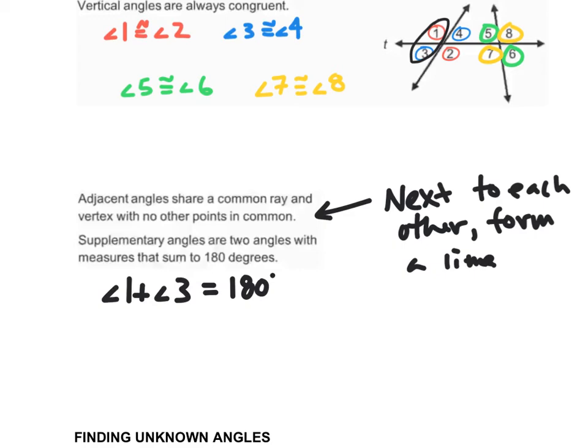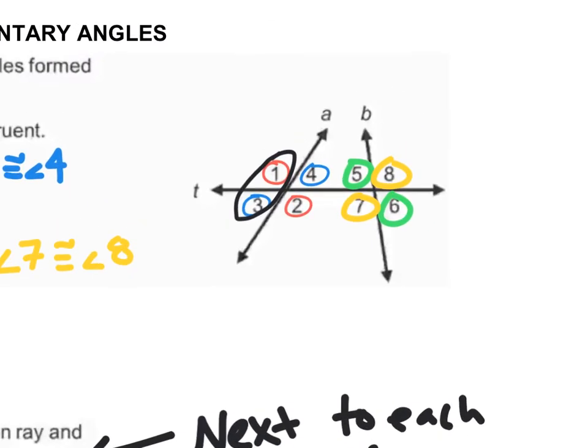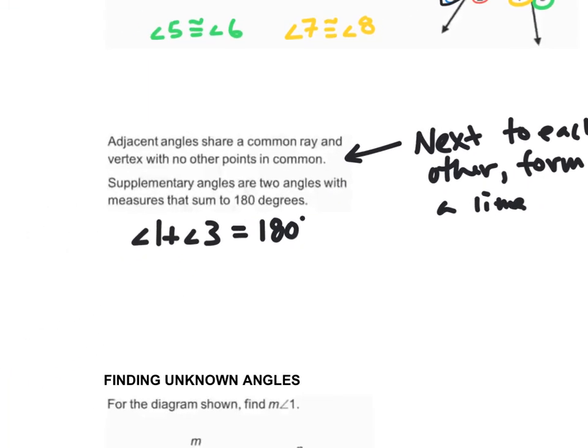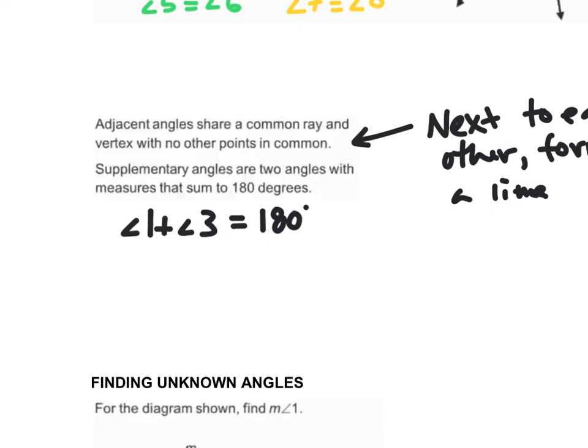Now, I could also say the same thing about angles 1 and 4. Angle 1 and angle 4, those also are next to each other, and they form a straight line. Here's that line that they create. So angles 1 and 4 are also supplementary, therefore they add up to 180 degrees.